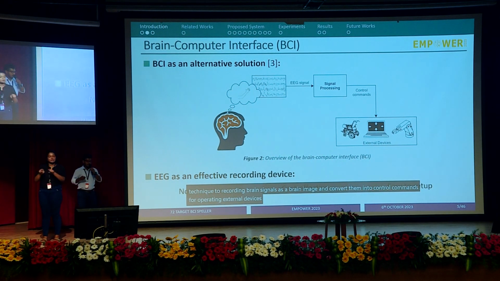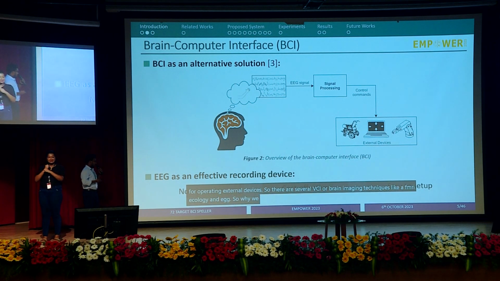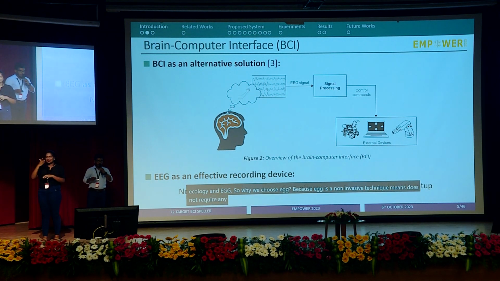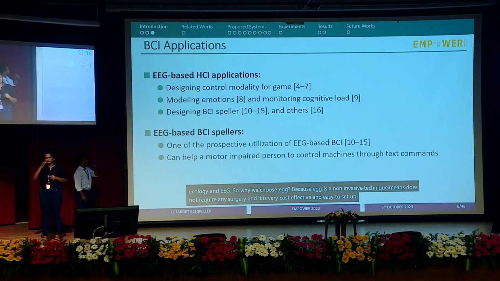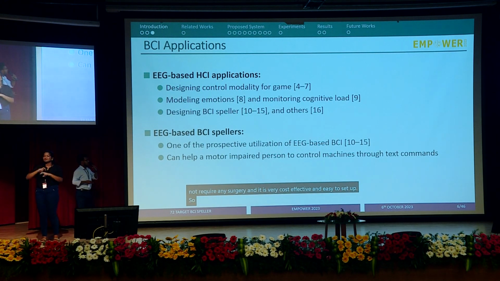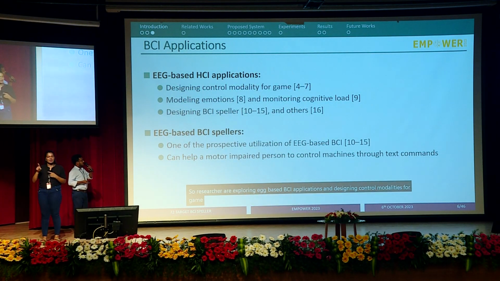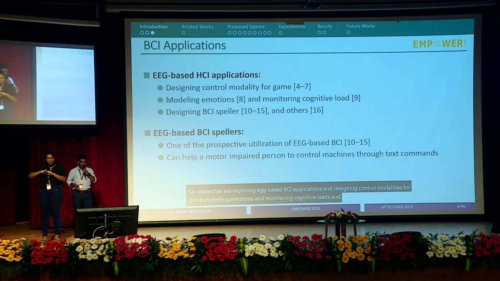There are several brain imaging techniques like fMRI, ECG and EEG. So why do we choose EEG? Because EEG is a non-invasive technique, meaning it doesn't require any surgery, and it is very cost effective and easy to set up. Researchers are exploring EEG-based BCI applications and designing control modalities for games, modeling emotions, monitoring cognitive load, designing BCI spellers and others.